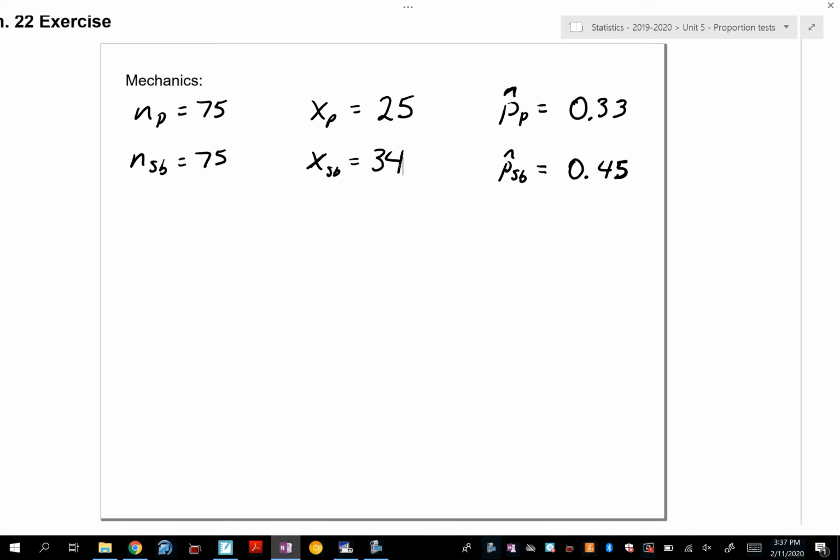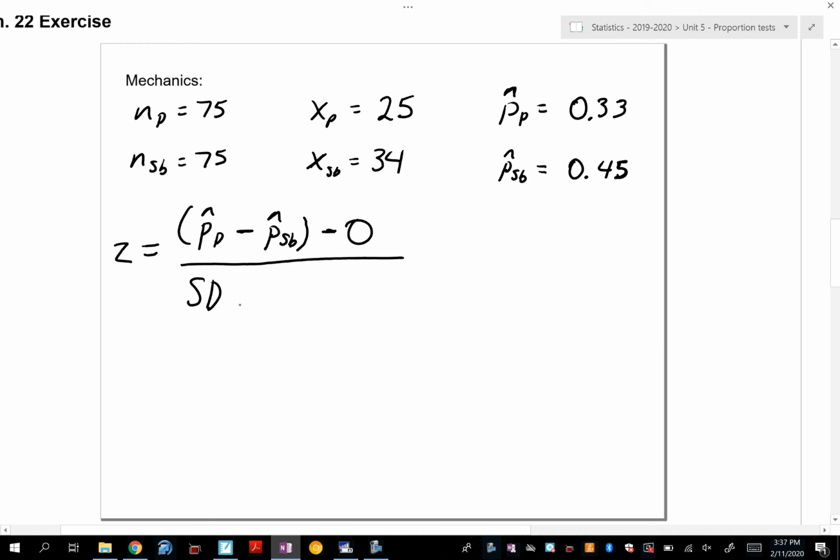Okay, so let's write down our formula. Our formula is going to be z equals p hat sub p minus p hat sub sb minus 0, over the standard deviation of p hat sub p minus p hat sub sb. It is minus 0, right? Because we're always saying for this one that we always think the difference is 0. Now, when we do this denominator, if you think back to 20 minutes ago when I showed you the formula, we have to use something new: variance.